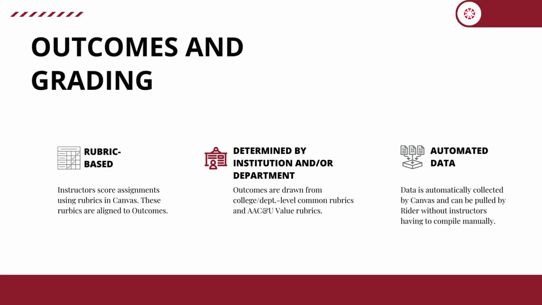Now, let's walk through Canvas outcomes and grading. Outcomes are added to rubrics, which instructors then use to score specific assignments in Canvas. Instructors are not responsible for determining outcomes, only assessing students' progress toward mastery of outcomes. Upon scoring a rubric that contains outcomes, data is automatically collected by Canvas and can be pulled by Rider without instructors having to compile the data manually.